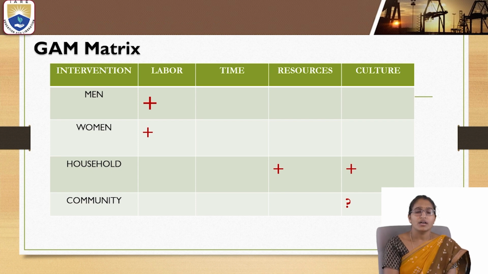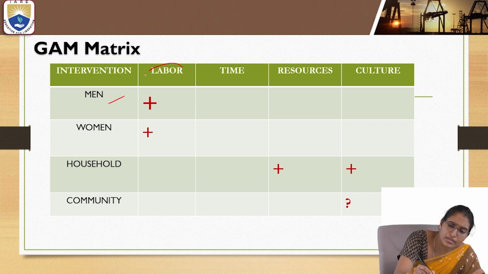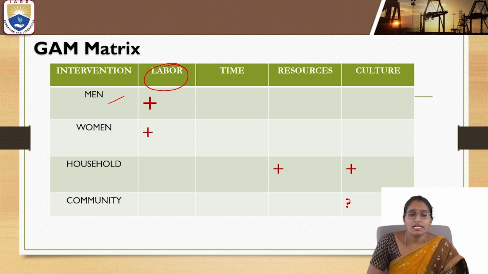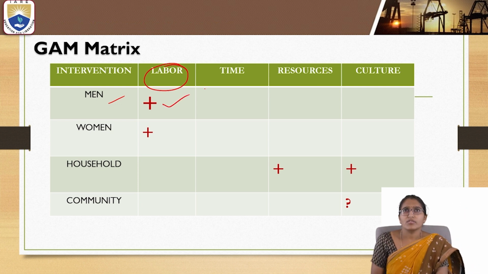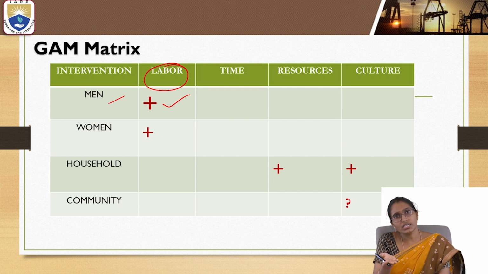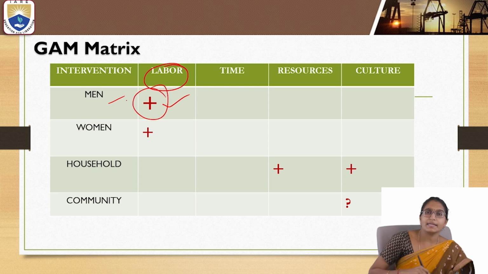So, for example, how to do this matrix? With respect to the men, when I say the labor work, it comes from our traditional community or the ancestors. It's all been told that men do the very hard work, and so generally the men go for the labor work. So it is following the culture and the community, and it is the same as what you are seeing. Hence I have given the plus sign.